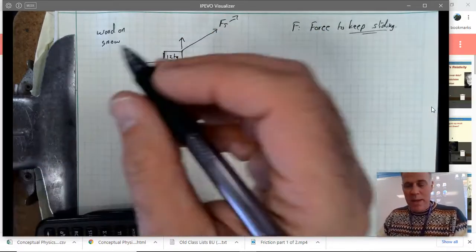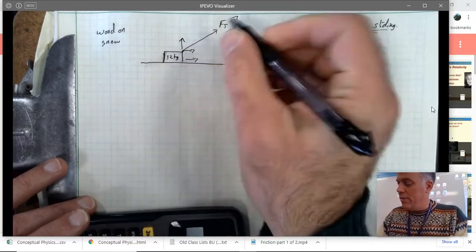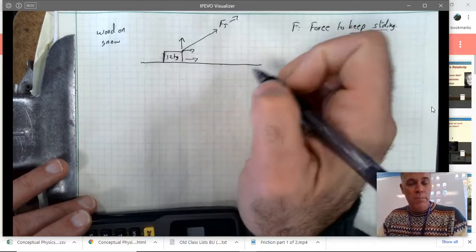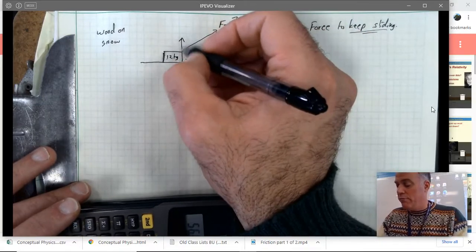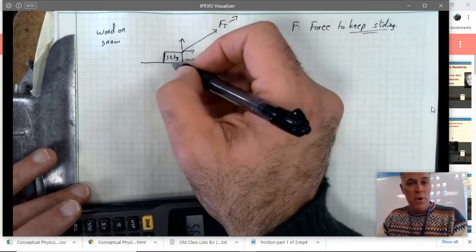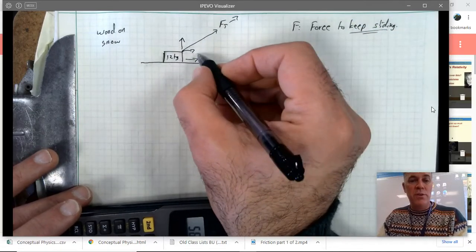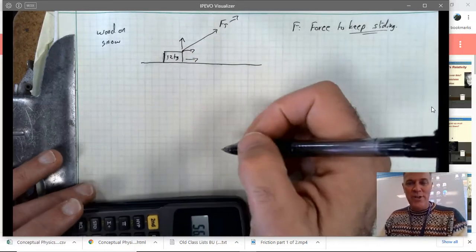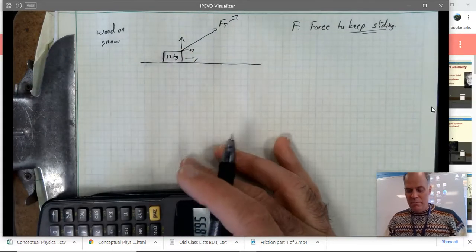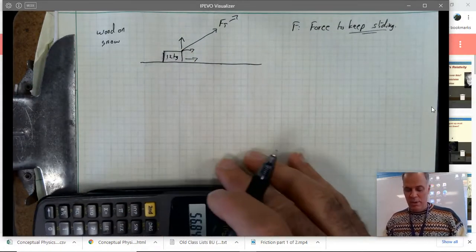So, big picture here, we have to split the pull into two components and then figure out what the vertical component does to the normal force, which will affect the friction, and then see what the horizontal force has to be to oppose that friction. So it's kind of a convoluted problem. It's not the simplest thing in the world, but we can do it.